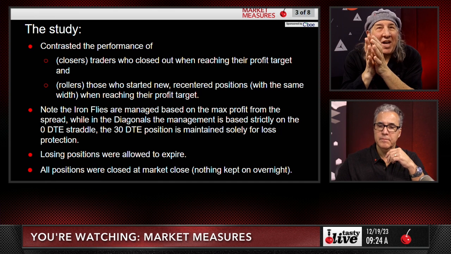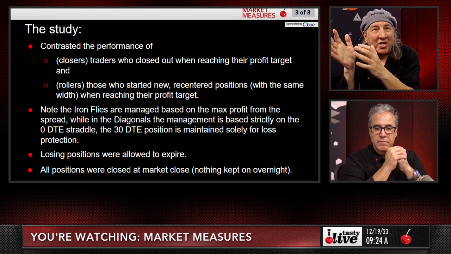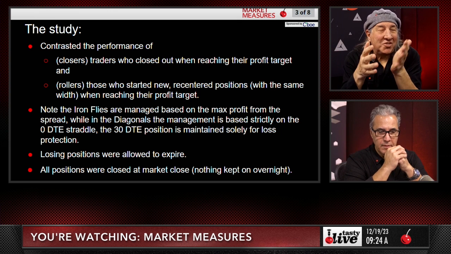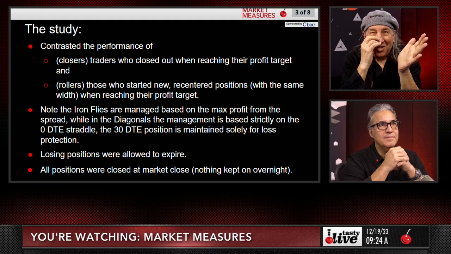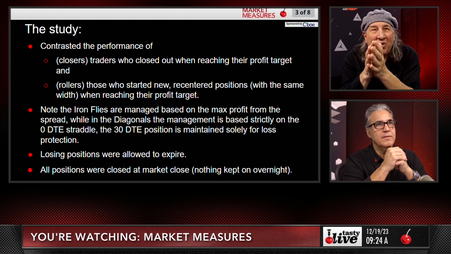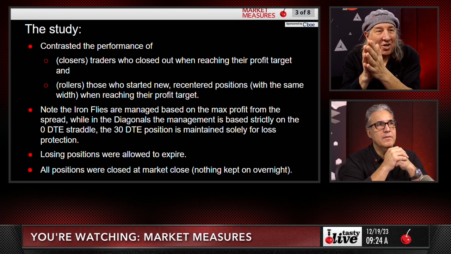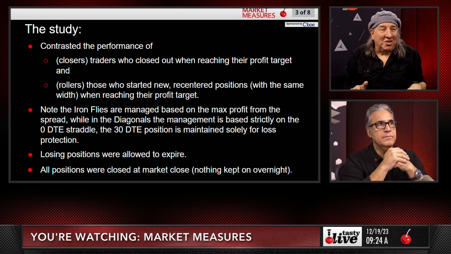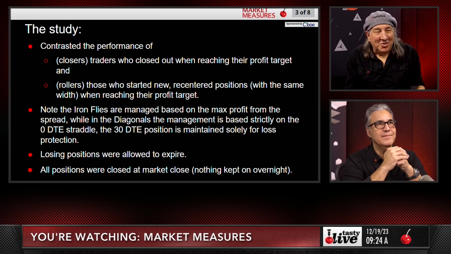So we contrasted the performance of traders who closed out when reaching their profit target and rollers. This is the definition of a roller, Tony. Closers is obvious. Rollers are those who started a new recentered position with the same width when reaching their profit target. So there's only two choices here: a closer, when you hit your profit target.